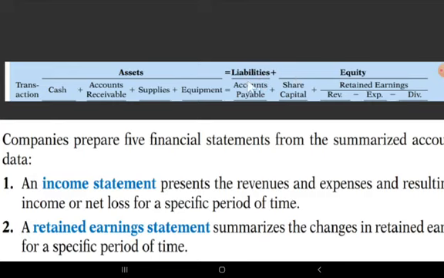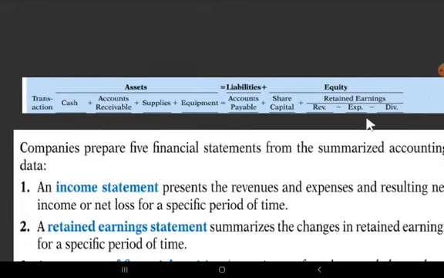Under liability, there is notes payable, another transaction, but we have no notes payable under this. Under liability, there is also accounts payable, plus equity. Under equity, there is share capital and retained earnings. Under retained earnings, there is revenue, expense, and dividends.